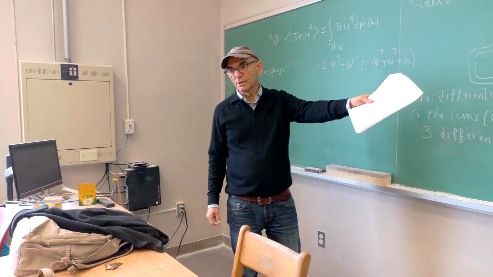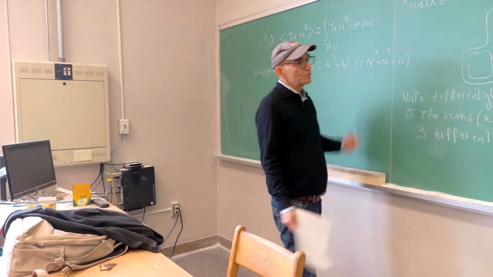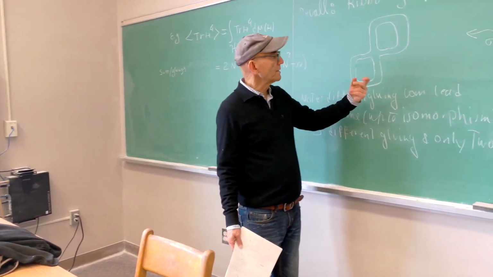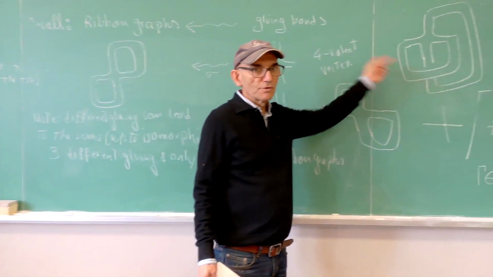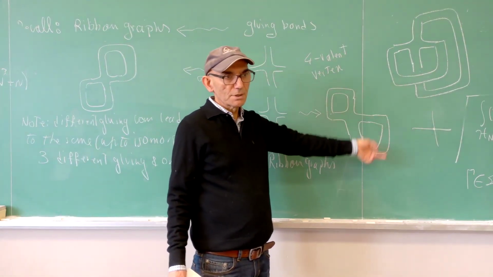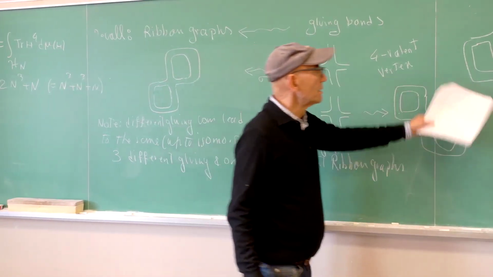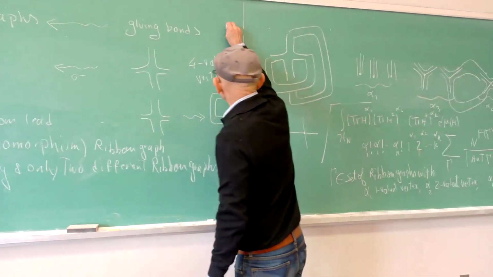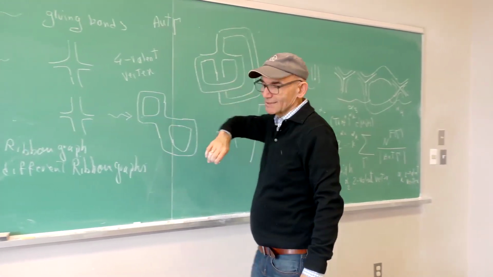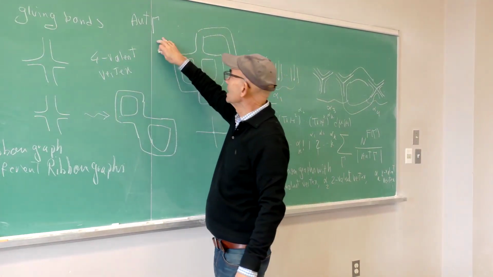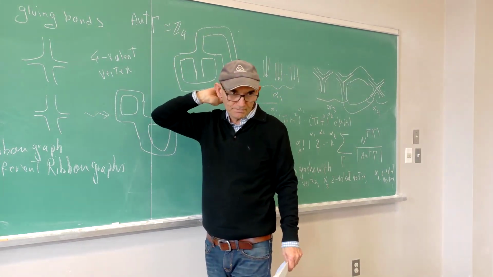or if you want to sum over ribbon graphs, we have only two choices. One is this, the other one is this. So we have to find the automorphism groups of these things. So the automorphism of this one, I just write it, but I won't spend time to justify that. Maybe you can spend some time to justify this for yourself. Automorphism of this is Z4. It's a cyclic group of 4.